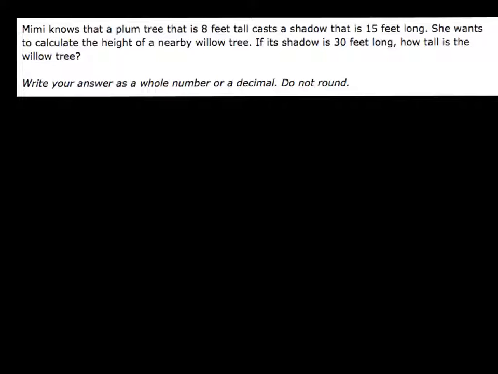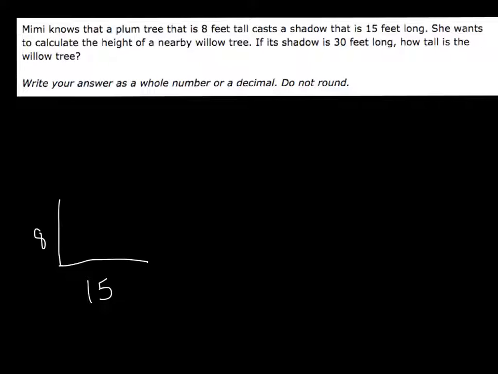All right, how about in terms of a word problem when the triangles aren't drawn for us? Can we do that? We sure can. Problem says Mimi knows that a plum tree is 8 feet tall, casts a shadow that is 15 feet long. So we've got an 8-foot tall tree casting a 15-foot long, pretty wobbly shadow.